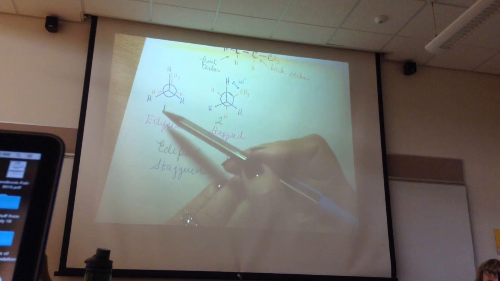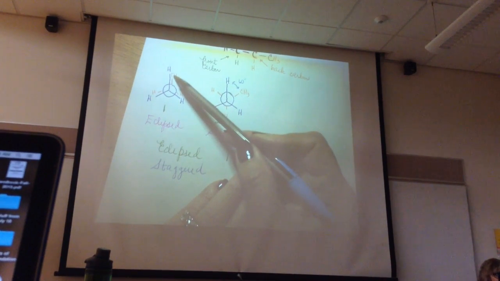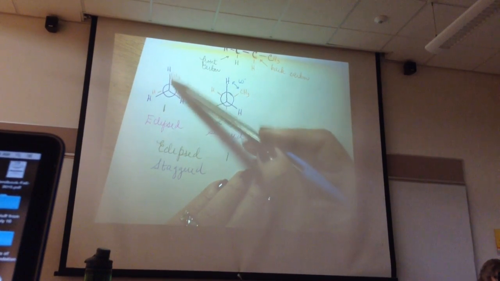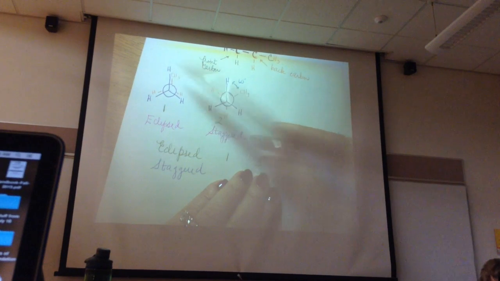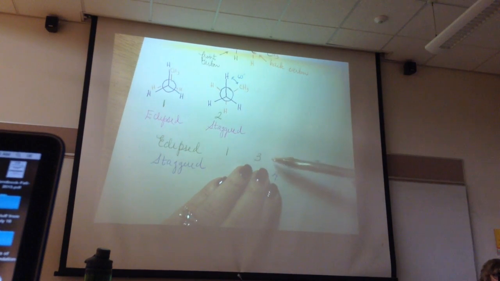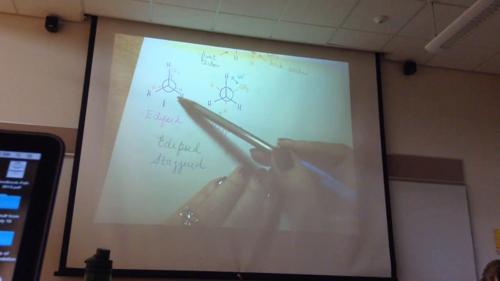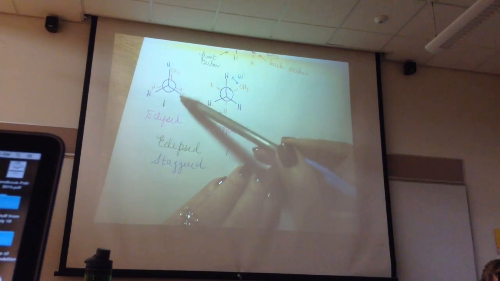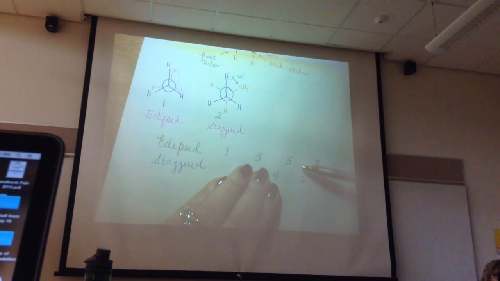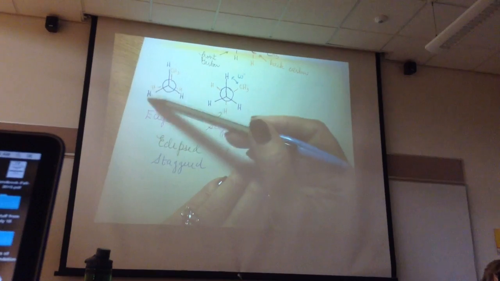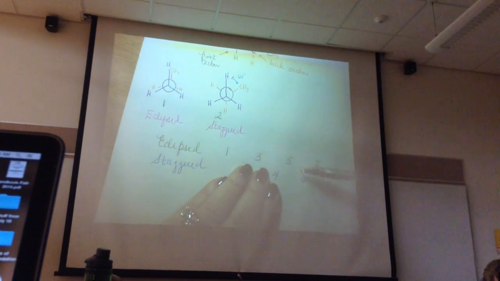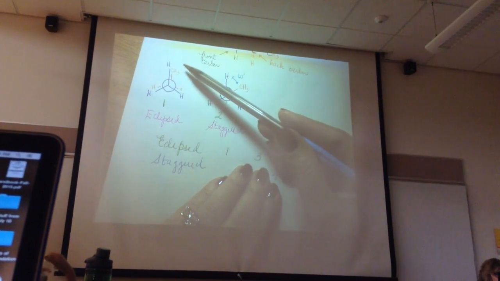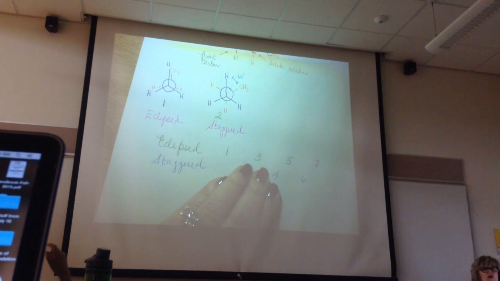Be with me. Structure 1 eclipsed, hydrogen and methyl is here. Conformation 3 eclipsed, it will be hydrogen and methyl here. Number 5, it will be hydrogen and methyl here. And number 7, I return to the same. So all eclipsed conformers of propane are the same.